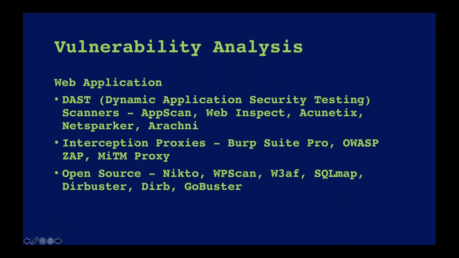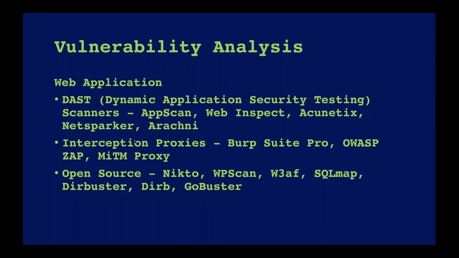And also for the web, there are your DAST, dynamic application security testing scanners, which include AppScan, WebInspect, Acunetix, NetSparker, and Arachni. The commercial version of Burp Suite has a vulnerability scanner built in, as does OWASP ZAP for web applications. Although the focus of this is network testing, companies are getting better about securing endpoints. So sometimes web or wireless are some of the best ways to get in, because the applications aren't as locked down. Those are areas you can try to break into.